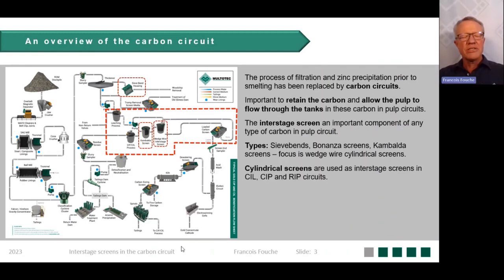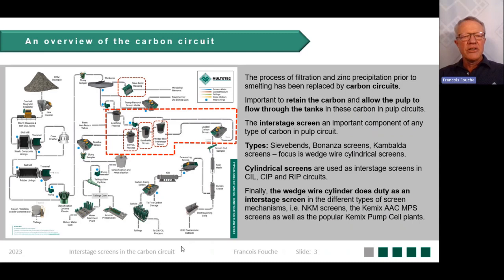It's important to realize that these cylinders used as interstage screens can be used in carbon and leach, carbon and pulp, and resin in pulp circuits. So the wedge wire cylinder can do duty in any type of screen mechanism in these plants. I'm referring to NKM screens, the North Kalgoorlie mine screens from Australia, the Chemex Anglo-American MPS screen, as well as the Chemex pump cell plant.